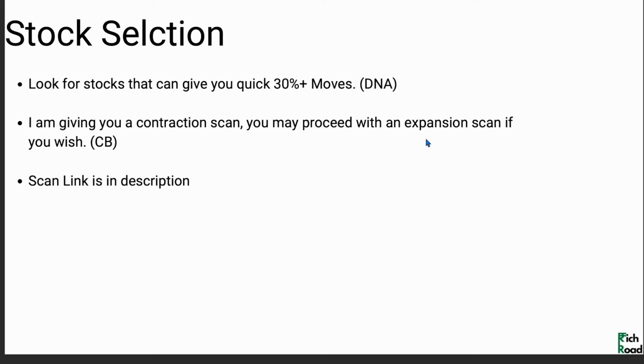आपको वो stocks देखने हैं जिनमें capability है, can give you 30% or so returns. How do you know that? DNA Academy का lecture number 1 आप देख सकते हो, it's available for you. It will help you. Then I'm giving you a contraction scan right now. You may proceed with an expansion scan if you already have, or the monthly CB scan that you have. But here I will also give you a contraction scan so that you have both points of view, so that you have the best of both worlds. And this scan link will be available in the description, so make sure you see that.